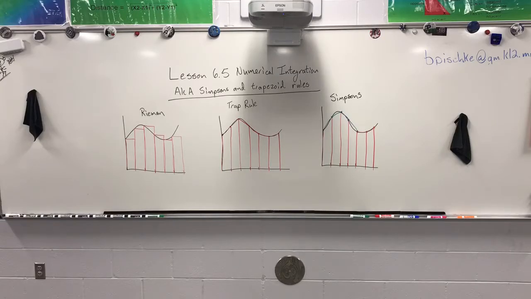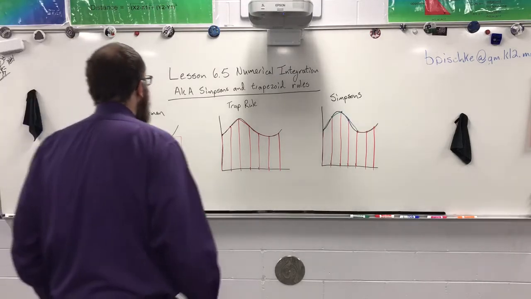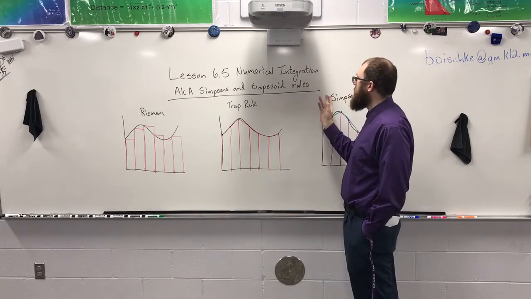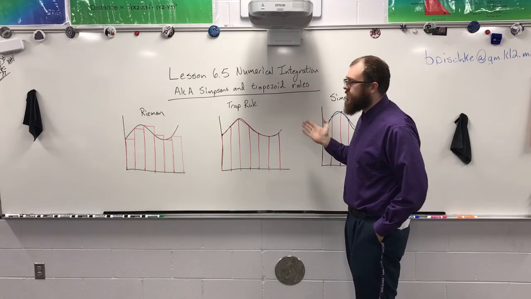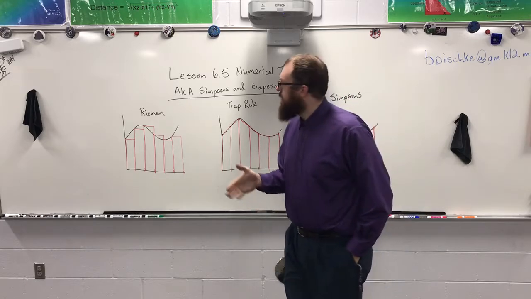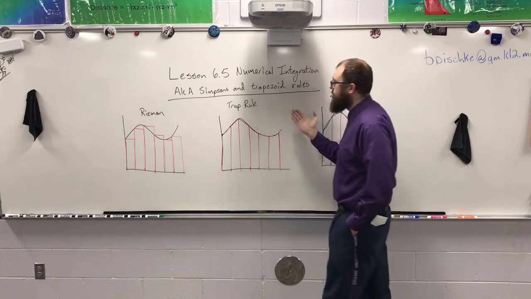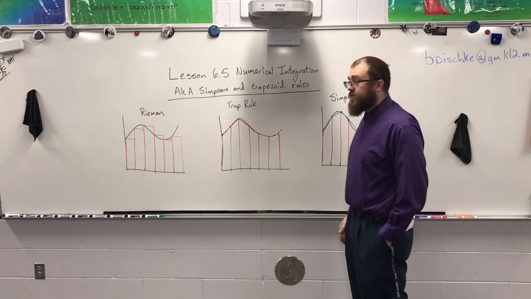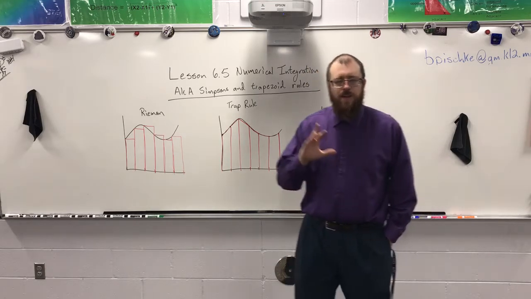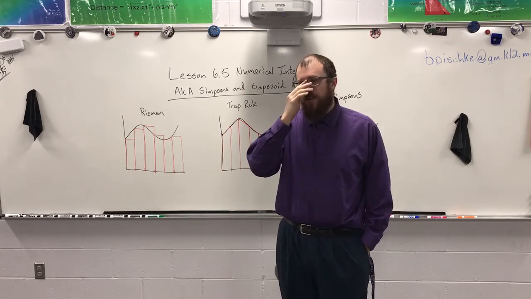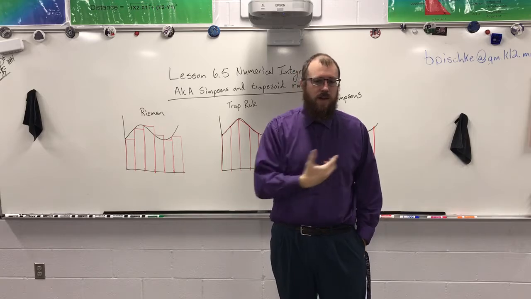Hey guys, today we're going to do lesson 6.5, which is called numerical integration, but that's a really strange title. It's really the Simpson's rule and the trapezoid rule. So we're going to work on the trapezoid rule and Simpson's rule, which is really backwards. This lesson is really out of place compared to the ones that we've done.